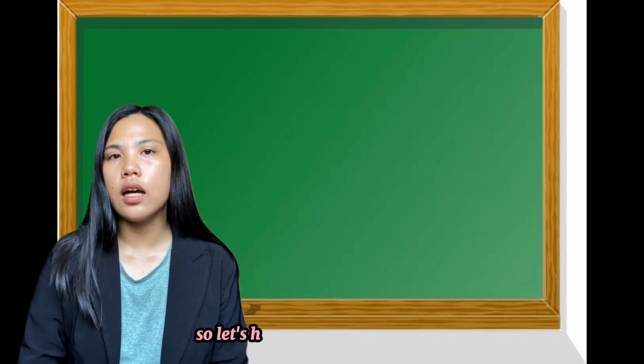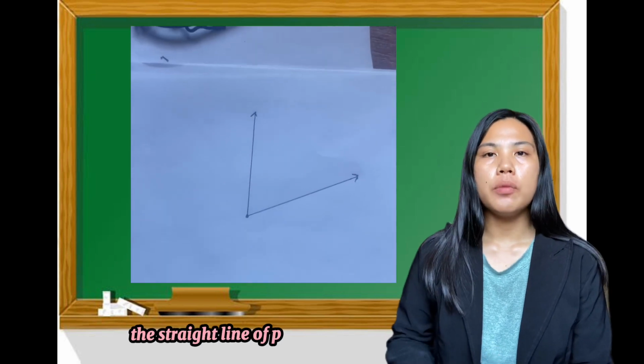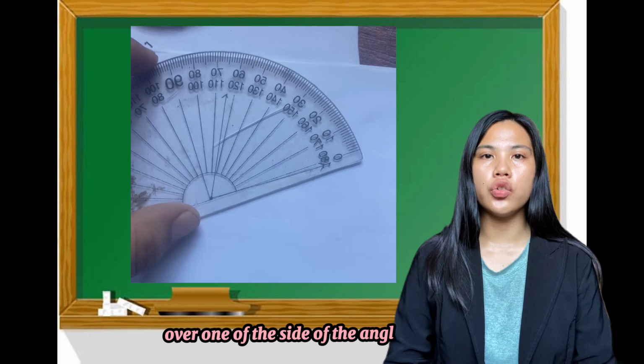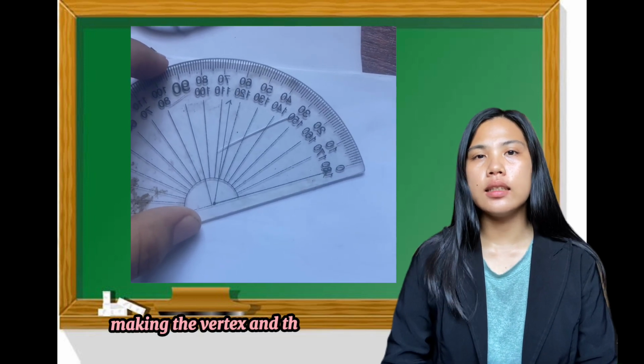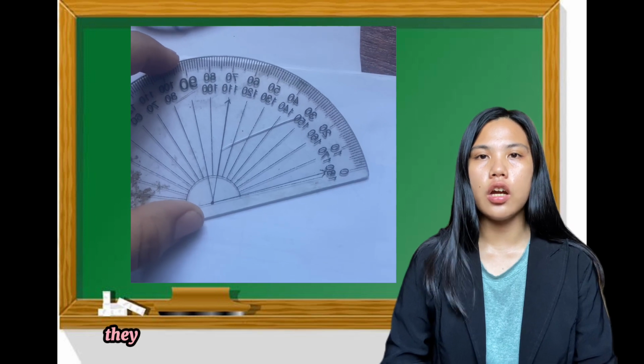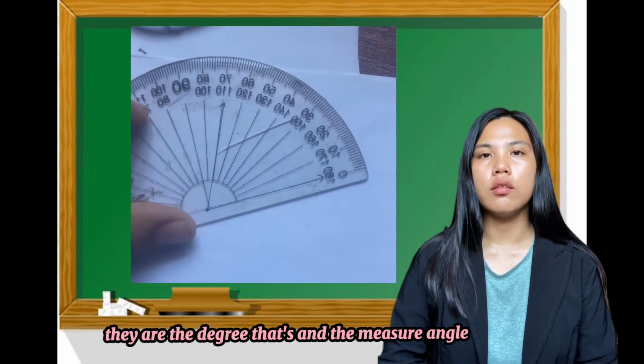So let's have an example. The straight line of the protractor goes over one side of the angle, making the vertex the central point of the protractor, and the other side of the angle shows the degree, which is the measure of the angle.